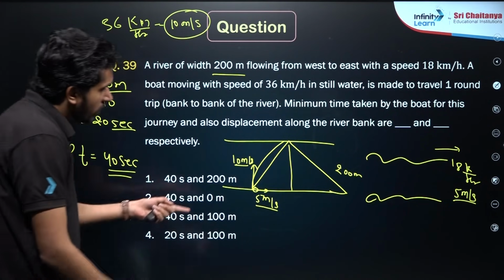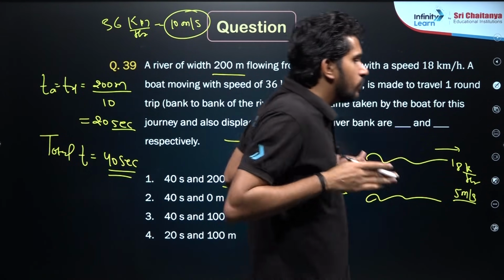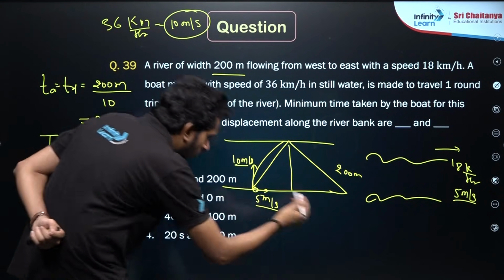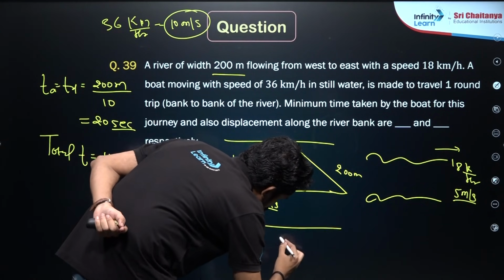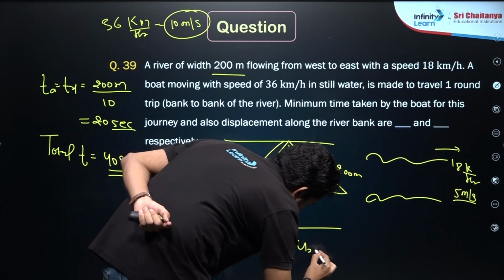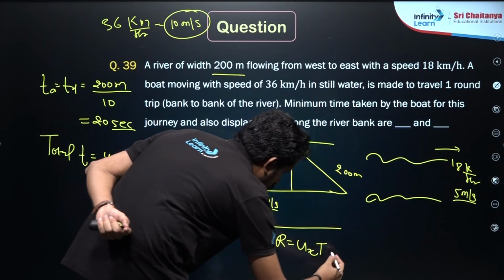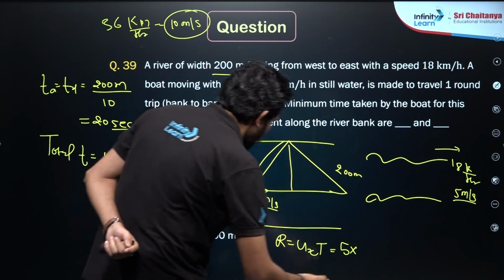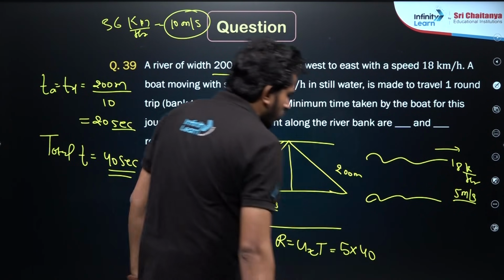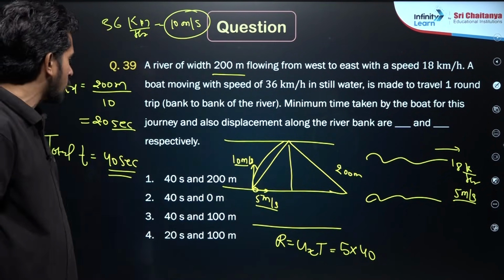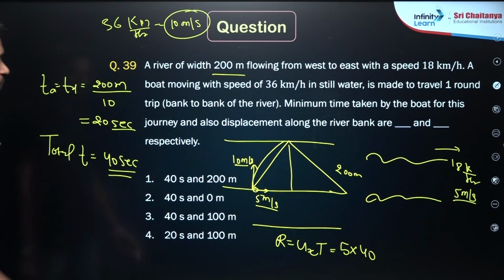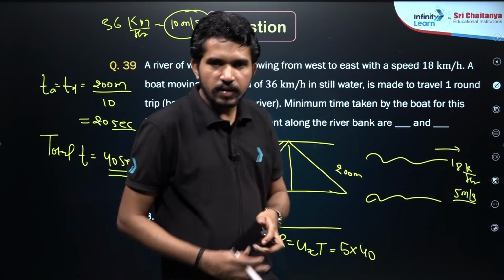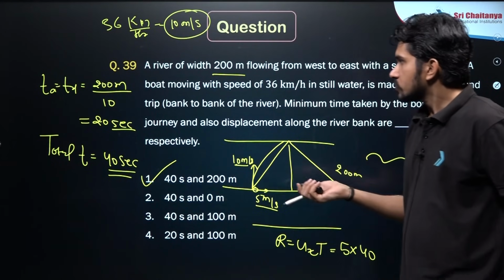Okay. Now in the x direction, in the west direction also we have the same velocity. So range, let's call it range, would be UX into T. UX is 5, into T, total time period is 40. So 5 into 40 is 200 meters. 40 seconds, 200 meters. Option number 1. Simple.